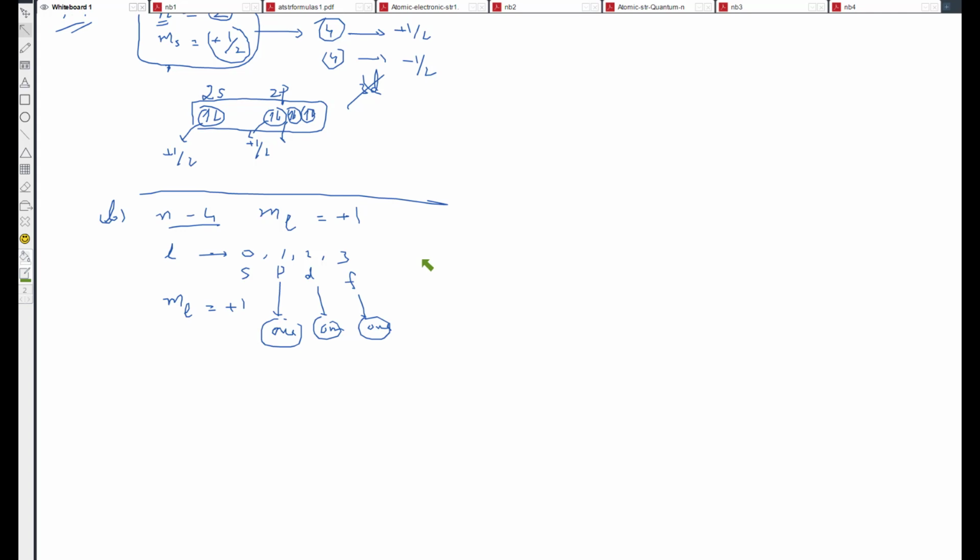Yep, that's right. S cannot have +1, because if this is 0, Ml is going to be 0. There is no +1. This one has +1, this will also include +1, this one also includes. So total orbitals are 3, 1 in each with +1. Each orbital can accommodate 2 electrons, so 2 times 3 is 6.